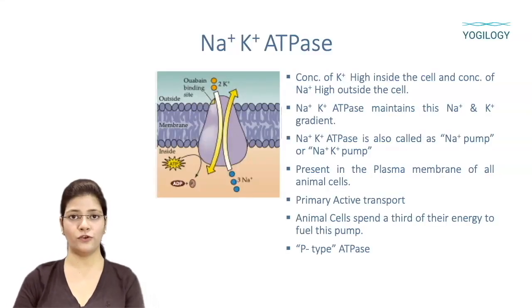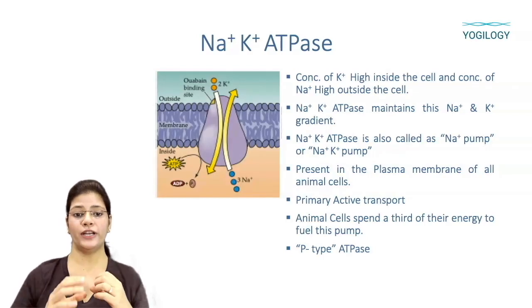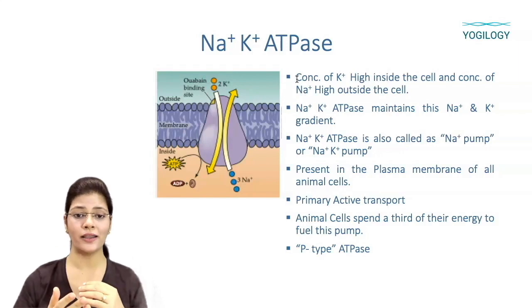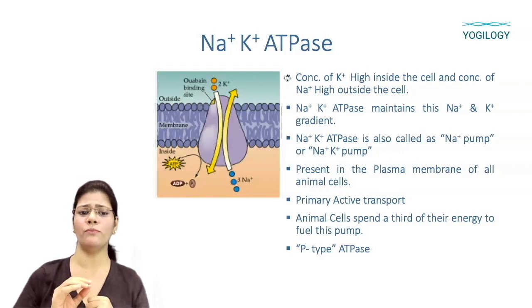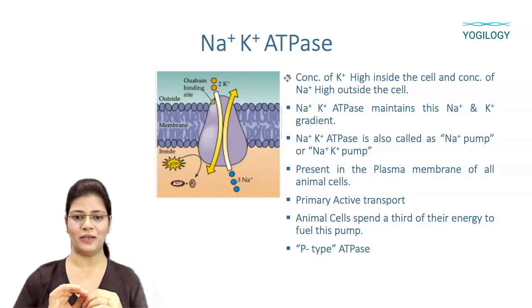Okay, so let's start with the sodium potassium pump. The concentration of potassium ion is typically 10 to 30 times higher inside the cell than outside the cell, whereas the concentration of sodium ion is 10 to 30 times higher outside the cell than inside the cell. Now, how is this sodium potassium gradient maintained? This sodium potassium gradient is maintained by sodium potassium ATPase.